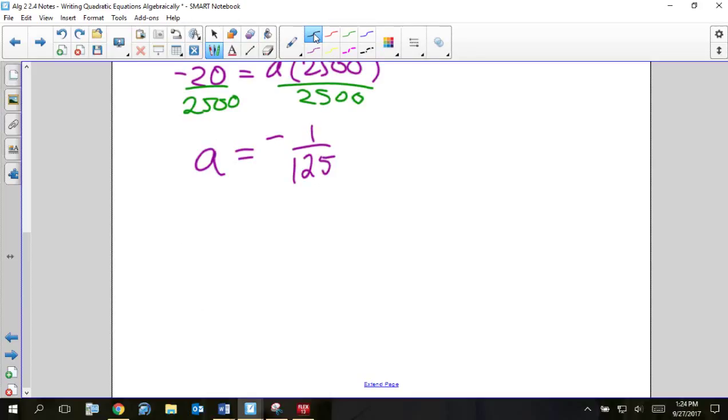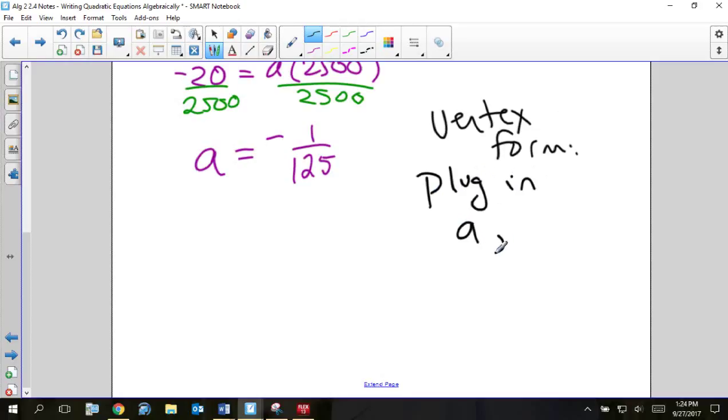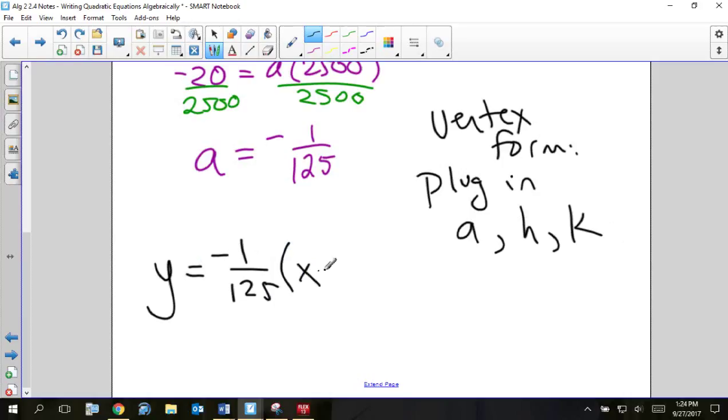So for vertex form, you plug in a, h, and k, but you have to leave x and y as x and y because it's got to be an equation that works for any x, y. So we'll have y equals negative 1 over 125 parenthesis x minus 50 close parenthesis squared plus 35.